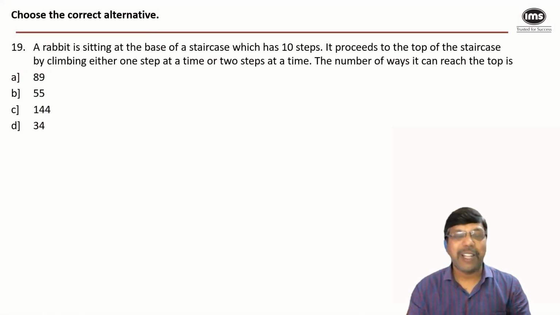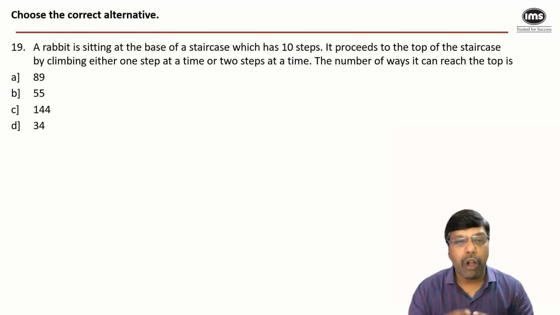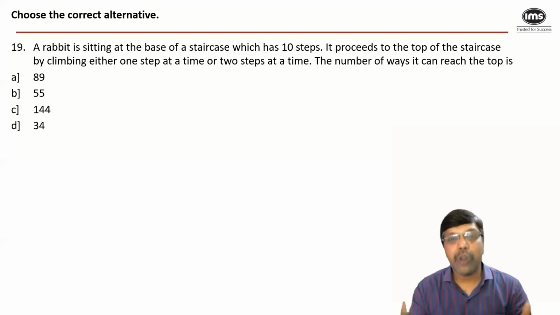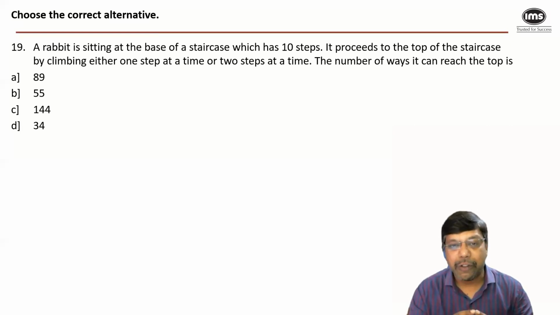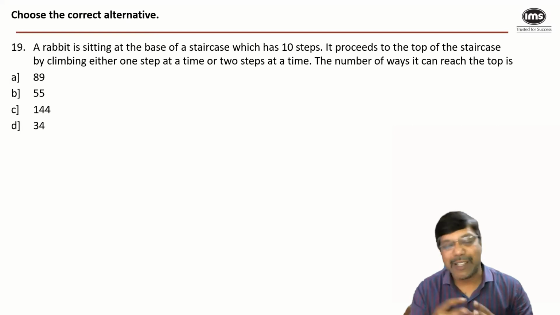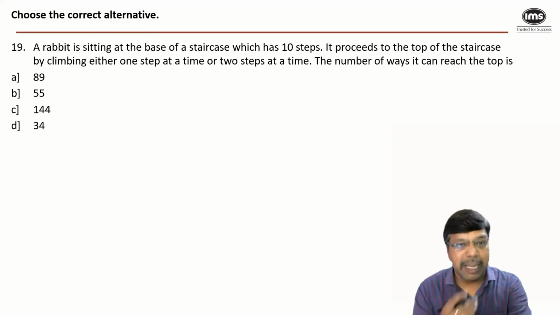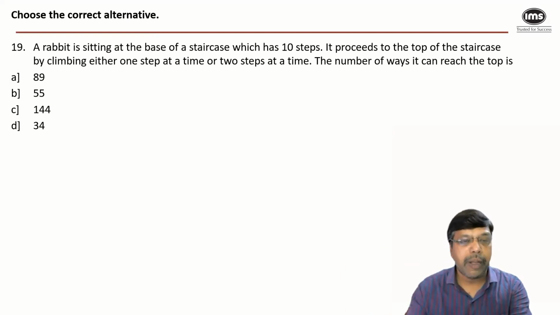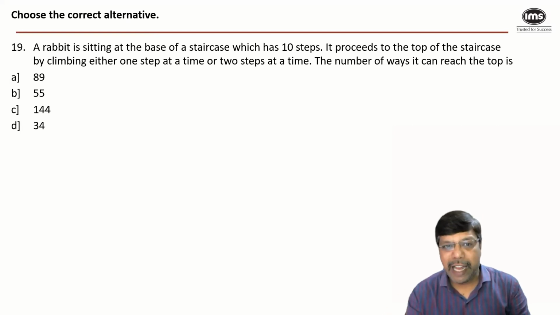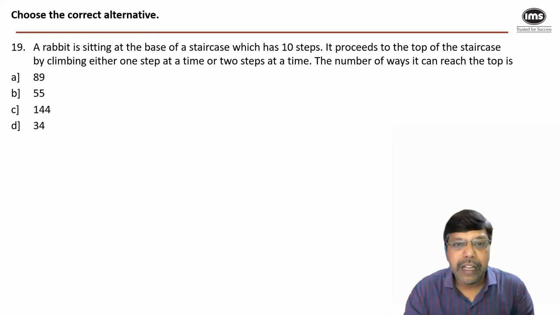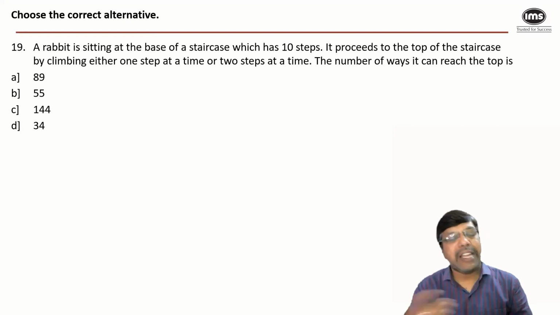Now let's look at this 19th question. A very interesting one. It seems to involve a lot of possibilities, and it also gets difficult to identify the right path in order to count all those possibilities easily. But let me show you the thought process that we need to have to be able to answer these questions in a specific order. A rabbit is sitting at the base of a staircase, which has 10 steps. It proceeds to the top by climbing either 1 step at a time or 2 steps at a time. The number of ways it can reach the top is.